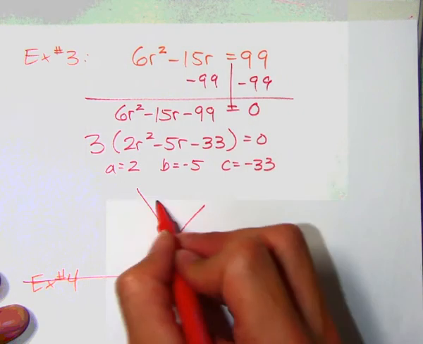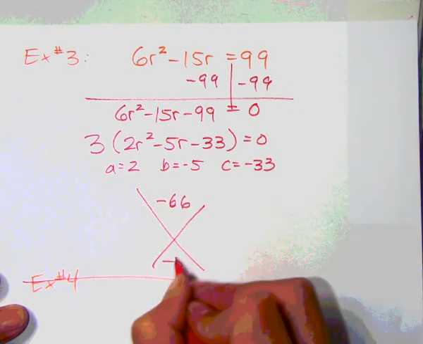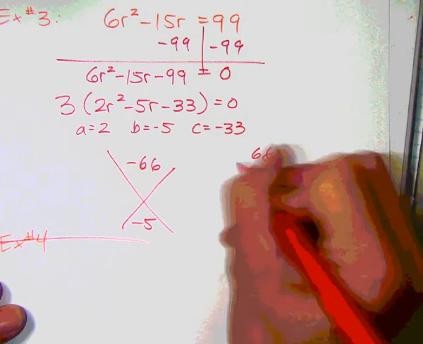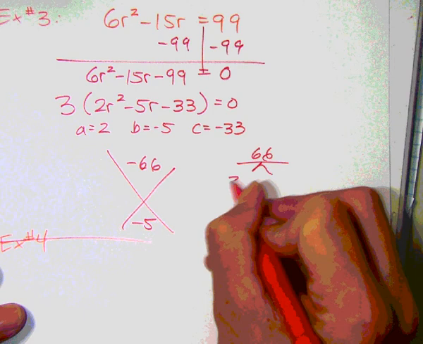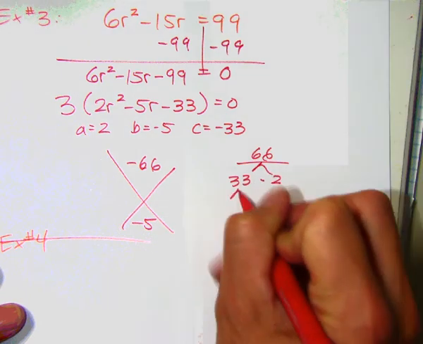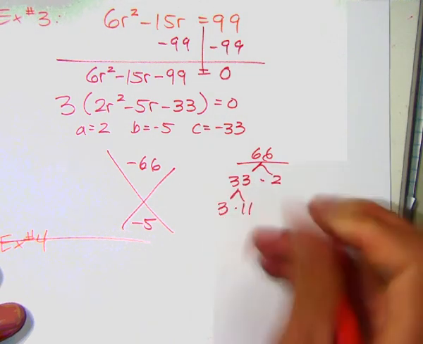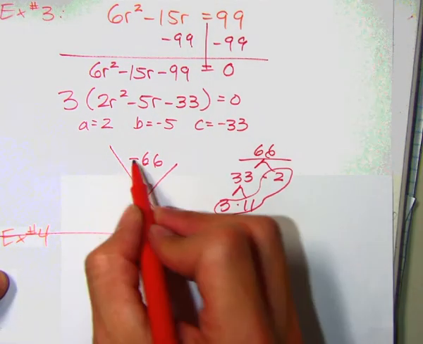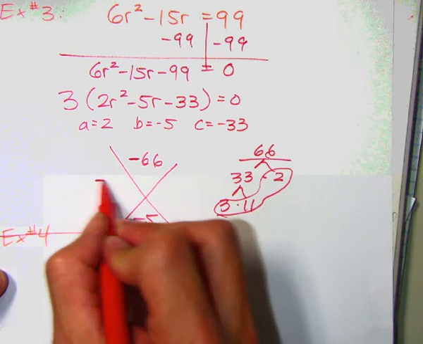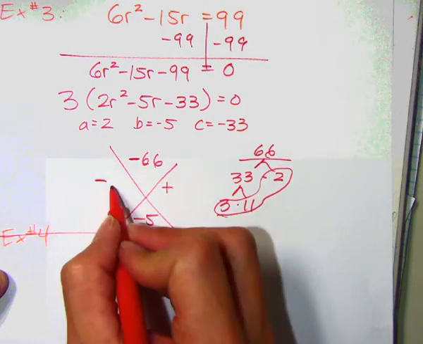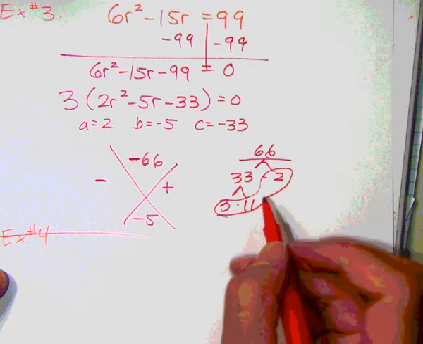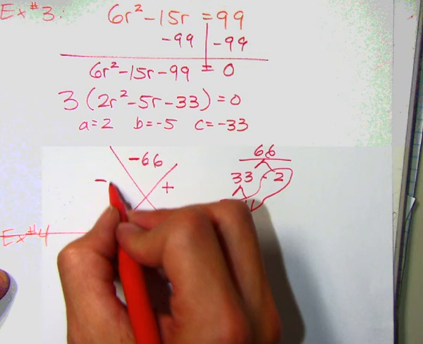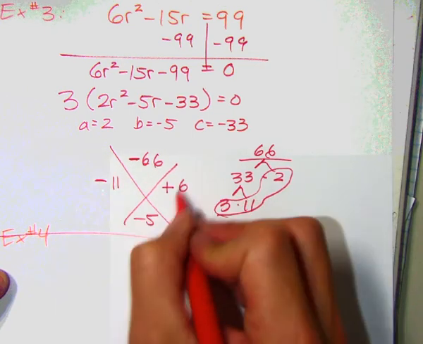2 times negative 33 is negative 66, with the negative 5 on the bottom. You say, Mr. Ramos, I don't know the two numbers that multiply here. So let's write out 66 on the side. That could be 33 times 2, that could be 3 times 11. So those are the numbers I can work with. A negative up here tells me one's negative, one's positive, and the larger one's going to be negative. How about if I try, let's go with 11 and 6. That might work. Negative 11, positive 6, added together gives me that.